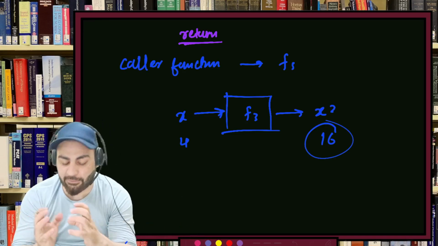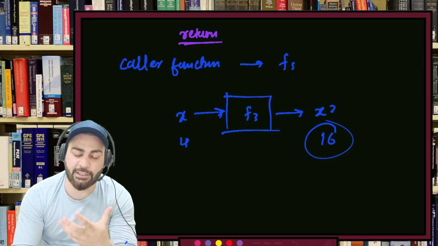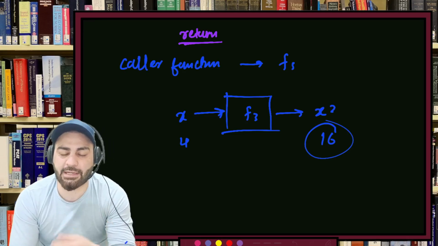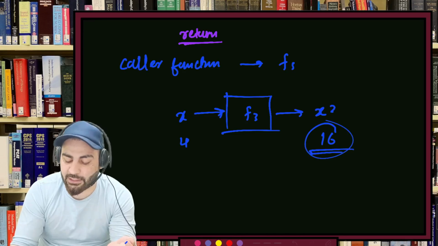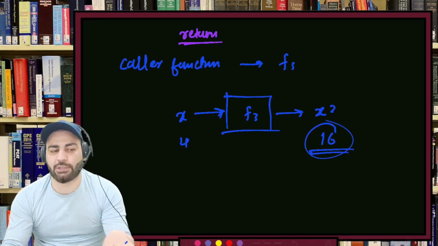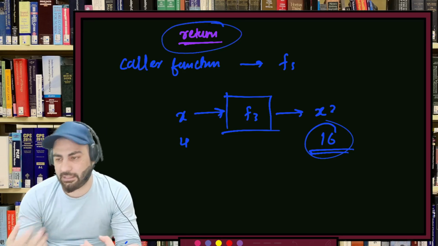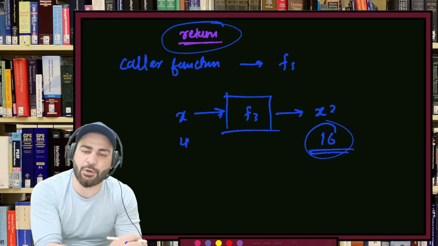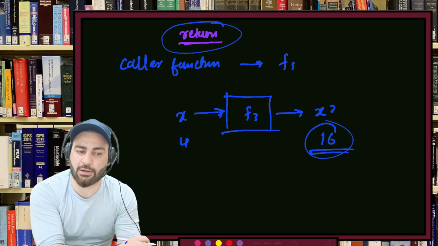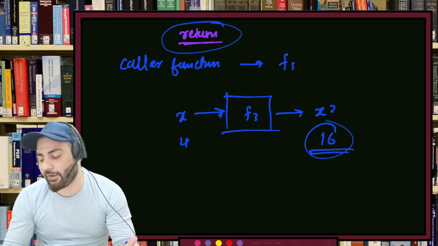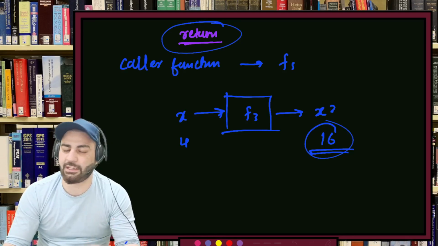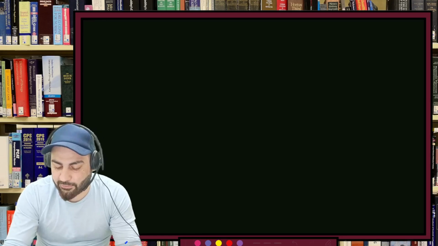So main called f3, and main expects the square of the number. This is what the return value is. That's the whole purpose of the return statement: it serves to provide the output of the function to the caller who has called it. There are a lot of functionalities of the return statement. The first thing is that it returns values.